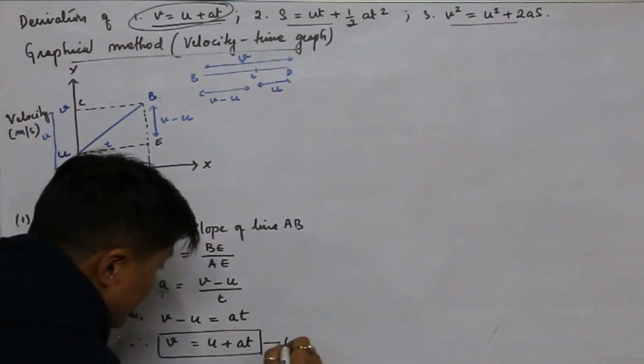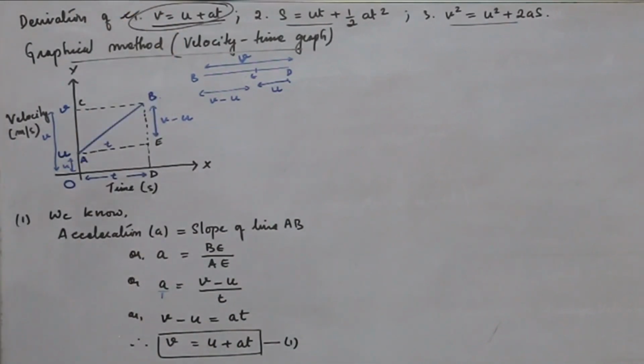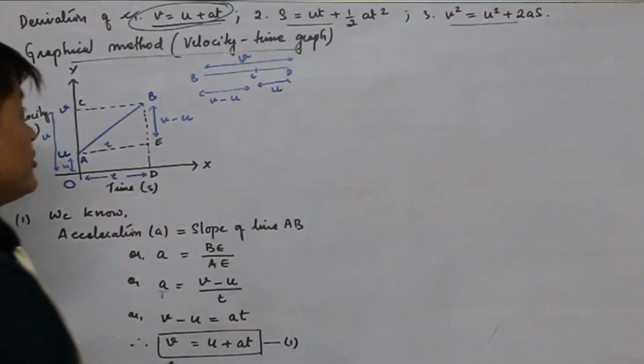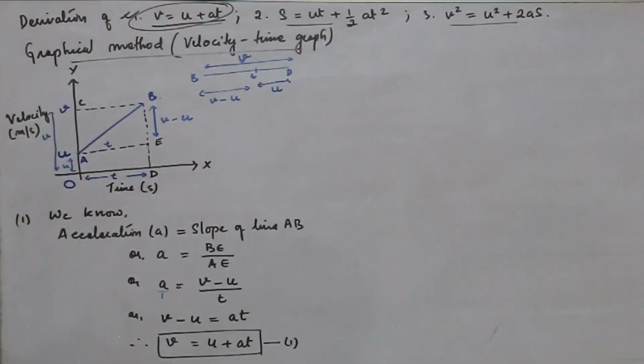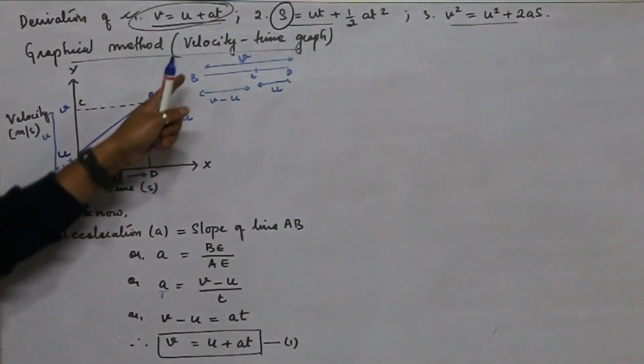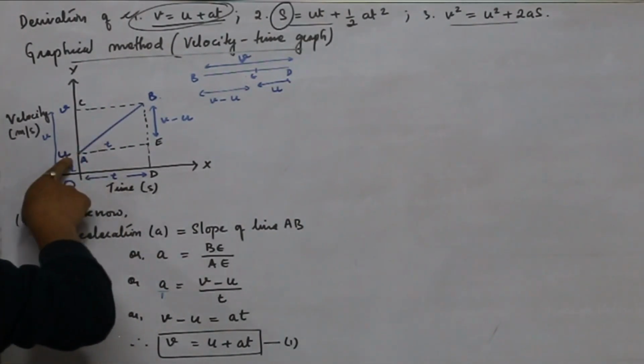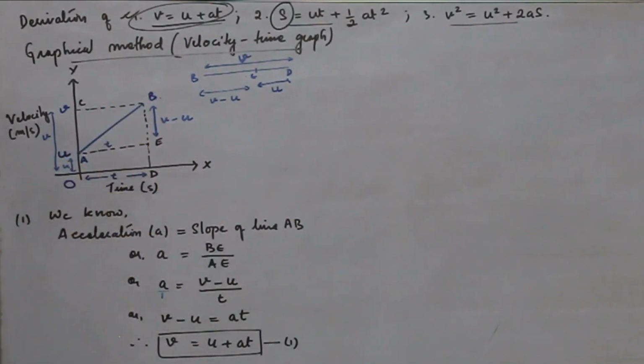So we have derived the first equation. Okay, so let's do the second one. For the second one, we can see that S is equal to UT plus half AT square. S is the displacement. With the help of the velocity time graph, how do you determine the displacement? By finding the area enclosed between the velocity time line and the time axis.